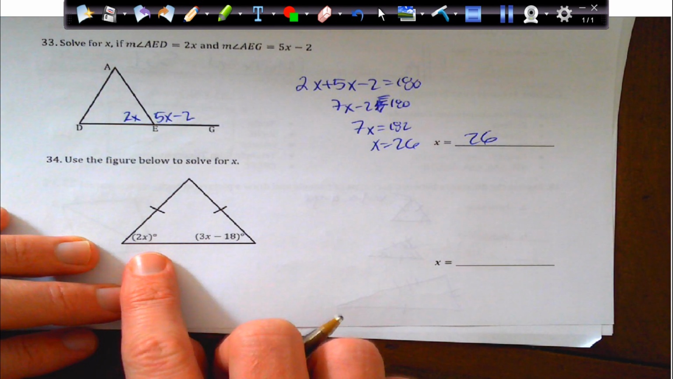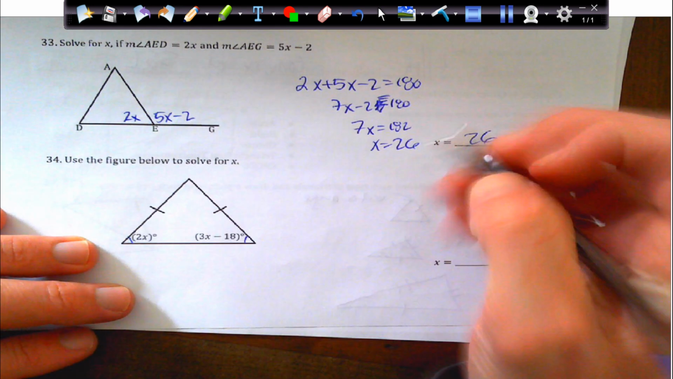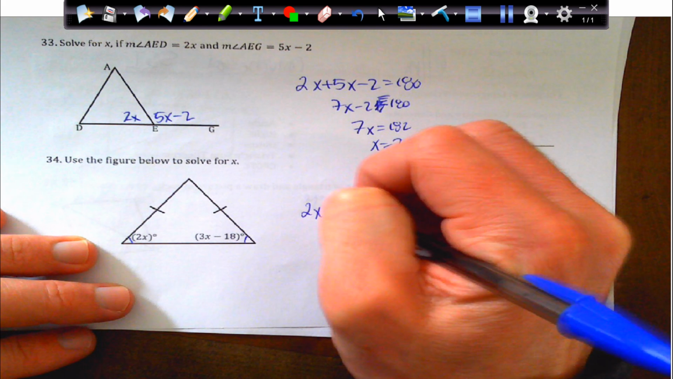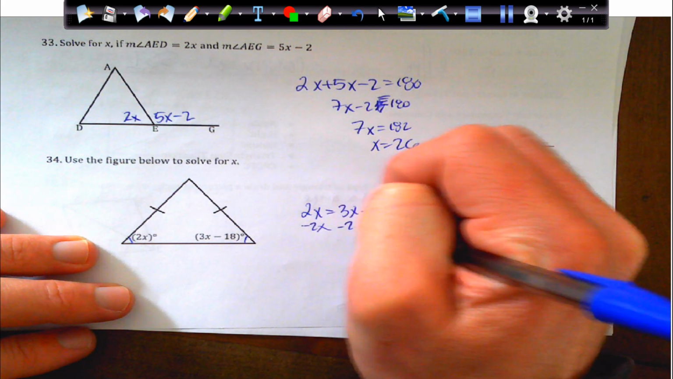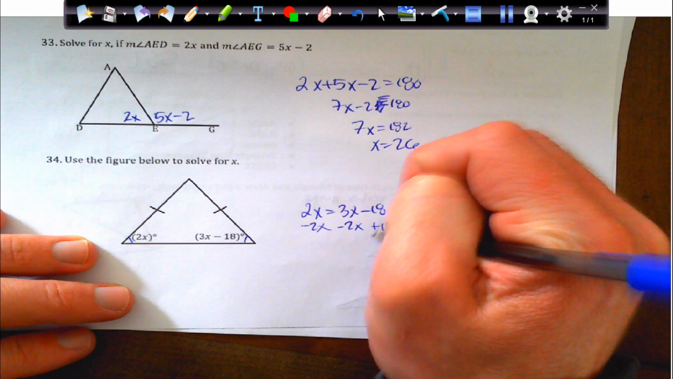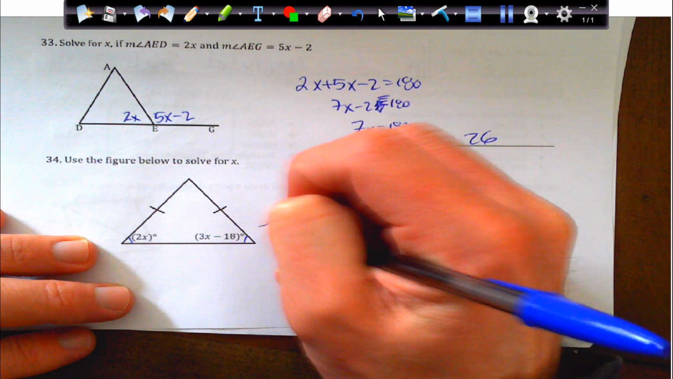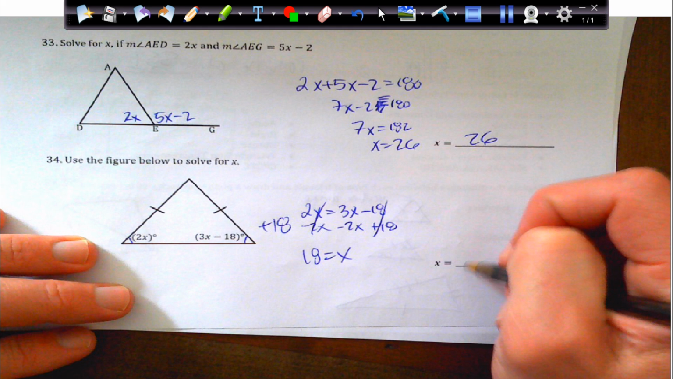And 34, we have congruent base angles. It's isosceles, so these are congruent. So we just set them equal to each other. Subtract the 2x, add the 18 at the same time, and we get 18 equals x.